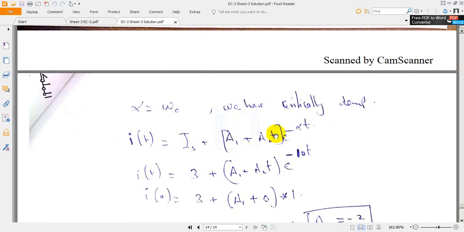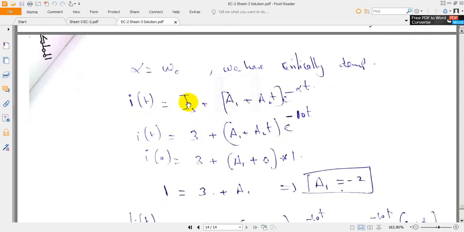For the evaluation of A1 and A2, substitute the values given. I_s is equal to 3, alpha value is equal to 10. Now we got this expression. For this expression, when you substitute t is equal to 0, this term becomes 0 and e power 0 becomes 1. I naught of 0 plus 3 is equal to 1, which is equal to 3 plus A1. So A1 is equal to minus 2.